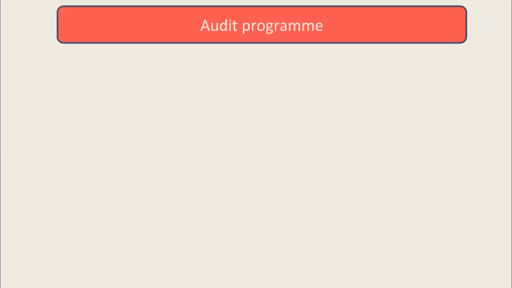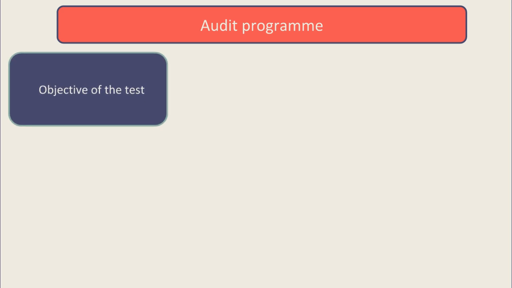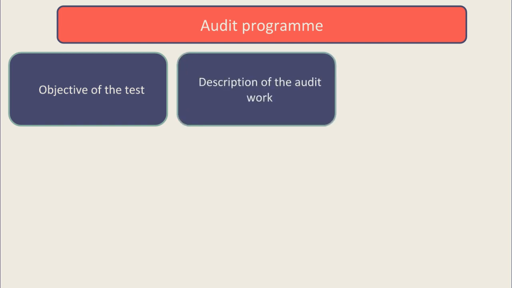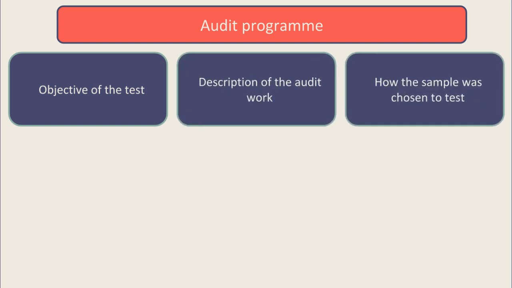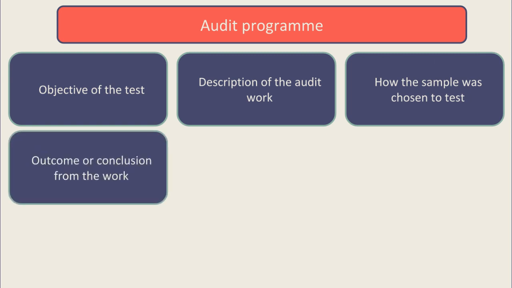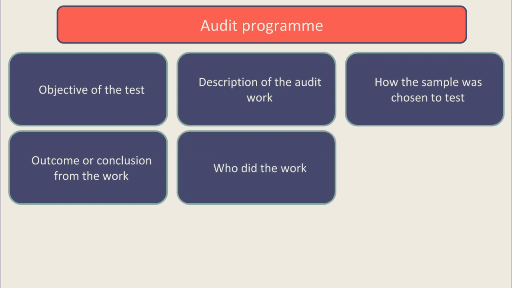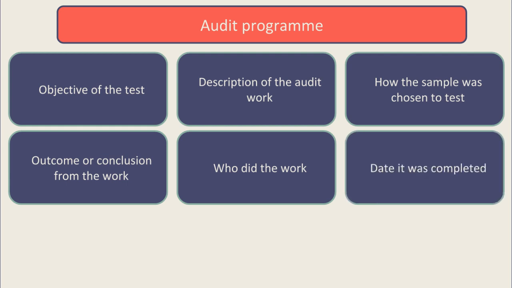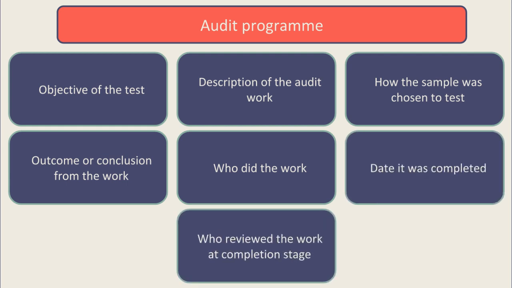Each audit program must show the following: the objective of the test, for example, the financial statement assertion that is being tested, a description of the audit work being carried out, how the sample was chosen to test, the outcome or conclusion from the work carried out, shown clearly who did the work by a signature and name, the date it was completed, and who reviewed the work at the completion stage.